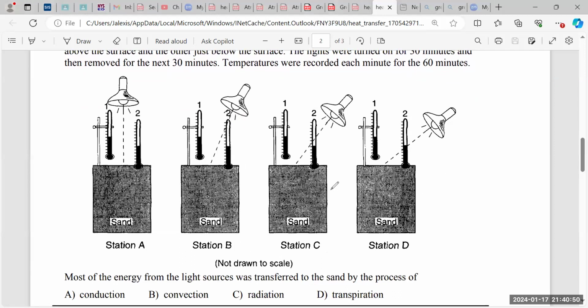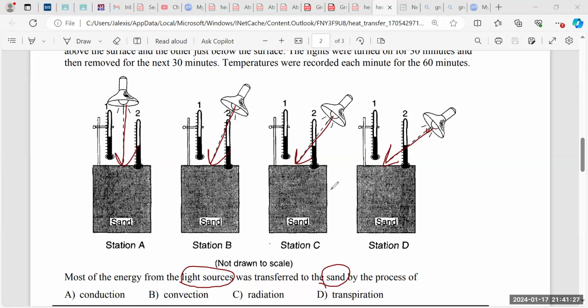So now it says most of the energy from the light sources was transferred to the sand by the process of what? So they're only talking about energy that came from light sources to sand. So that means energy that came from the light traveled to sand.